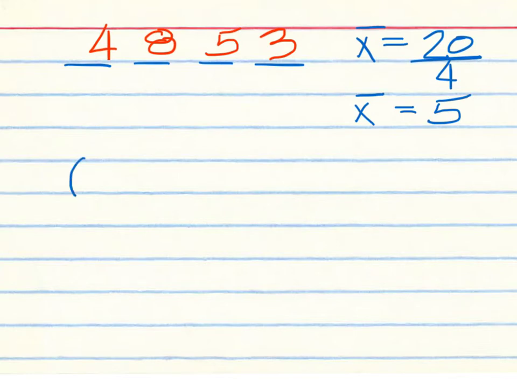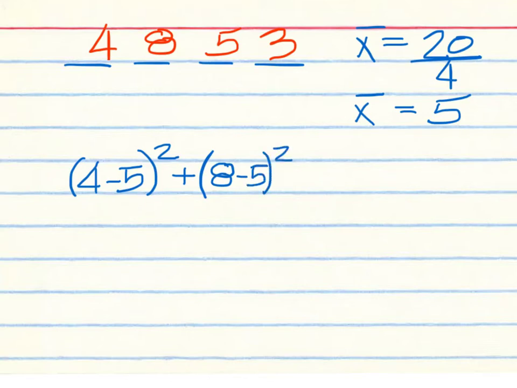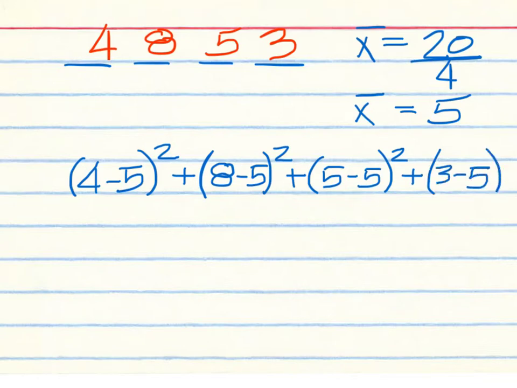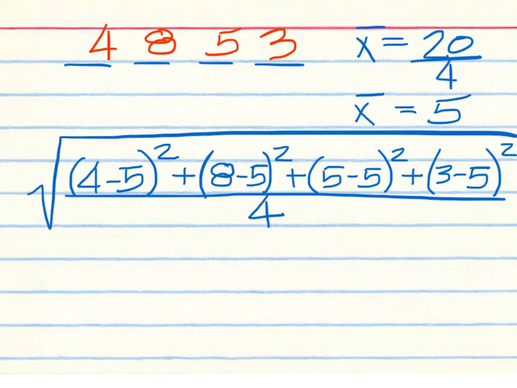Now for each number in the list, you subtract the mean and then square that difference and add them all together. 4 minus 5, square the difference. 8 minus 5, square the difference. 5 minus 5, square the difference. And 3 minus 5, square the difference. Divide by the number of numbers, which is 4, and then you'll need a square root of all of it.